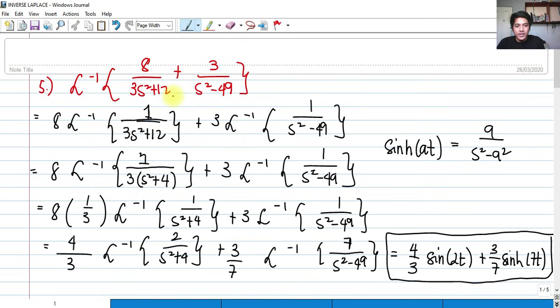If you are new to solving inverse Laplace, you may find it really hard. But eventually, if you practice more, solving more problems involving Laplace, then definitely you will become better at this topic. Okay, let's try another one.